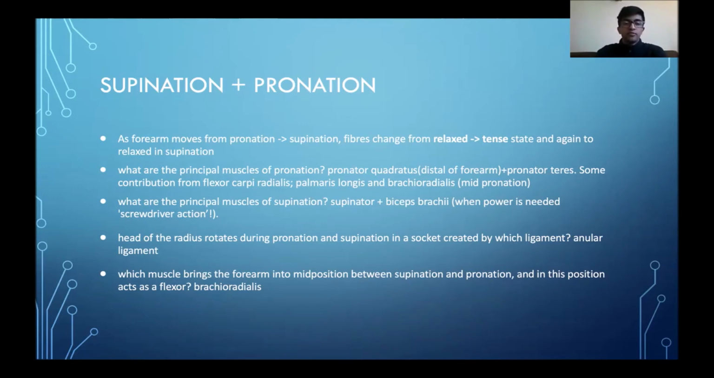The head of the radius rotates during pronation and supination in a socket, which is created by the annular ligament. It's something to be aware of. Which muscle brings the forearm into mid position between supination and pronation? Mid position between supination and pronation, like this, is brachioradialis. And that is a very cool thing actually to learn. That's why when they're saying you want to go and hit the gym, you want to target brachioradialis. That's why you do flexion like this, right? And that is targeting brachioradialis specifically, right? So brachioradialis, biceps brachii.